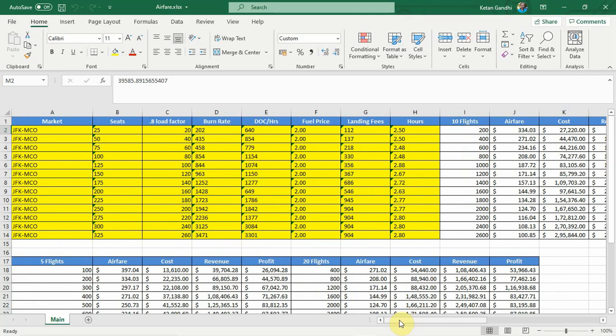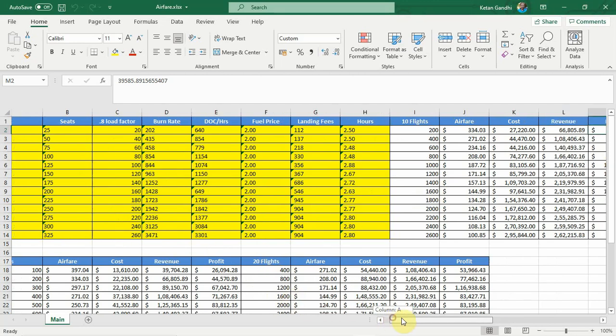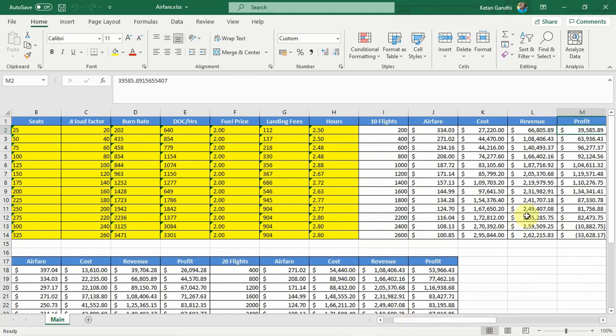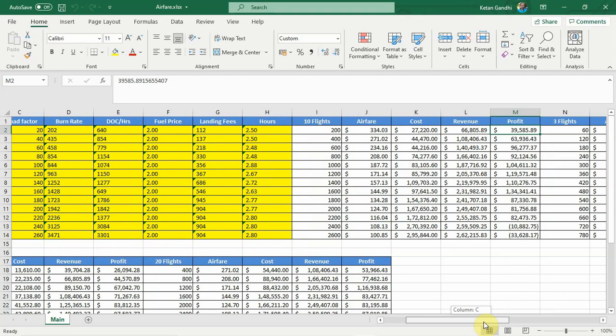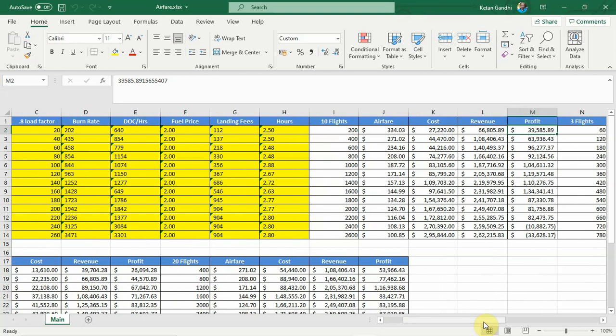We will take a scenario where there are 10 flights per day, which is a daily frequency. This particular airline will fly this particular market with this particular aircraft size to understand which is most profitable from the airfare point of view and from the aircraft size point of view.